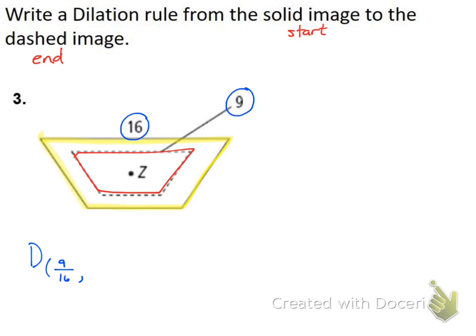And then if I look, point Z, I can draw a line that goes from Z through my image to my pre-image. So each one of those, I'm squeezing it in towards Z, and so my center of dilation is going to be Z. If you wanted to reduce the 9 over 16, that's fine. Those are both divisible by, no, you can't simplify that at all. So that would be my dilation rule, okay?